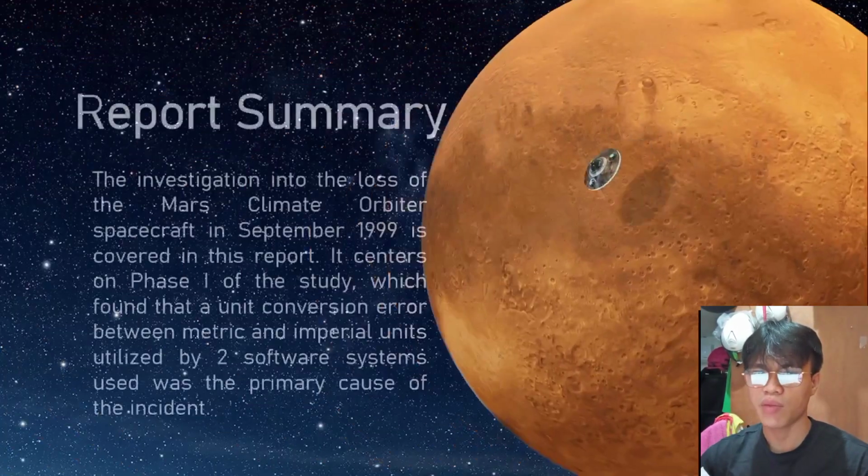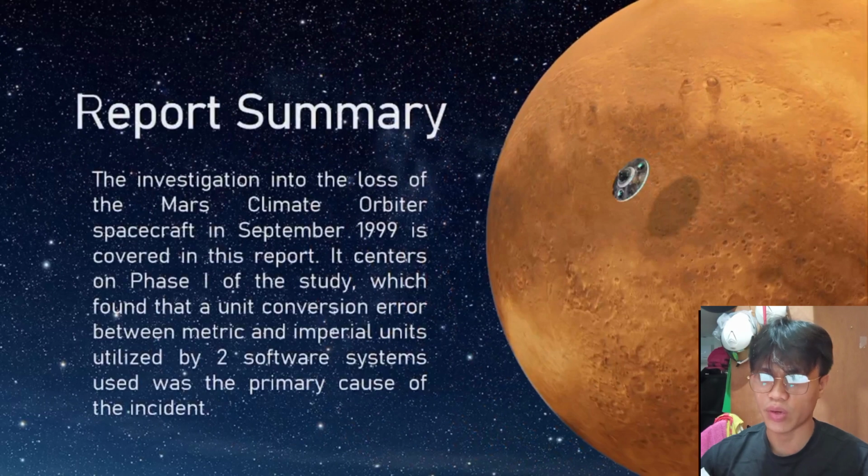So, for the summary of this report, the paper highlights an investigation into the 1998 disappearance and eventual crash of the Mars Climate Orbiter spacecraft after its launch. It emphasizes the need for meticulous unit consistency to be established and maintained over the course of the mission's lifetime, and calls for increased awareness of the possible hazards connected with unit conversions. Space agencies may greatly lower the danger of crucial errors in unit conversion between metric and imperial units, and guarantee the success and safety of upcoming space missions.